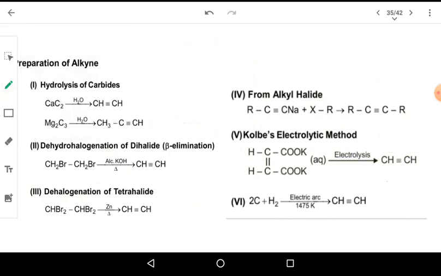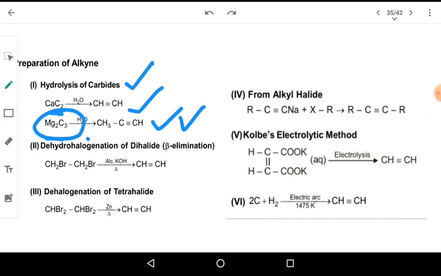First method of preparation of alkyne is by the hydrolysis of carbides. So if I take calcium carbide, it is hydrolyzed to give us ethyne. And remember here there are two carbons in the carbide, so we will be getting an alkyne with two carbons. And if I am taking a carbide with three carbons, as you can see over here, then we are going to get an alkyne which has three carbons. So this is the trick that we can remember. If we have a two carbon containing carbide, we will be getting an alkyne with two carbons. And if we are taking a carbide with three carbons, we will be getting an alkyne with three carbons.